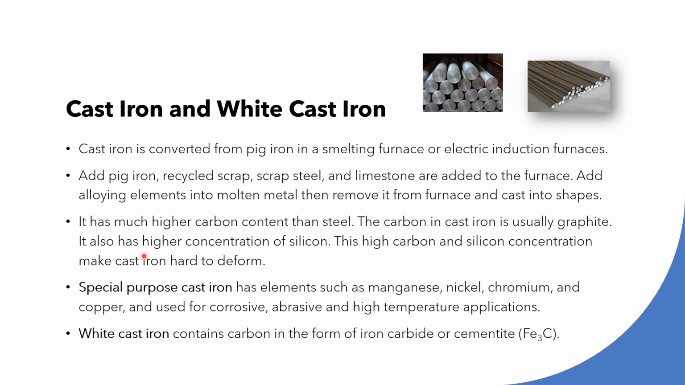It also has a higher concentration of silicon, right? I'm gonna put a little bit of limestone, okay? That's another one: we're gonna put a higher concentration of silicon. Then we're gonna put carbon, which is a higher percent than the carbon in steel, okay? And that carbon is going to be in the form of graphite. So the high carbon and silicon concentration make cast iron hard to deform.